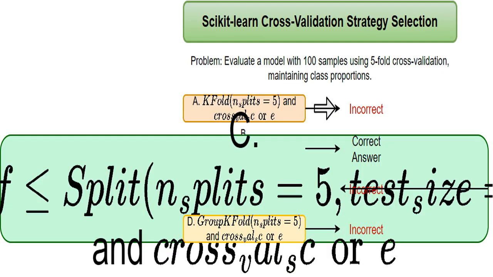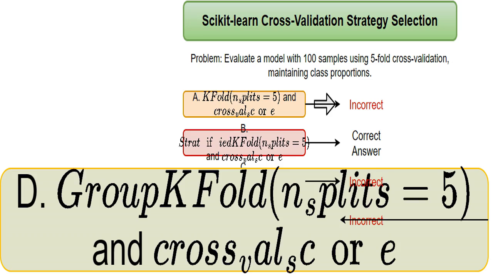Shuffle split randomly shuffles data and creates multiple test splits. It doesn't guarantee equal-sized folds, nor does it maintain class proportions. It's great for some situations but not ideal for our problem's strict requirements. Group k-fold is used when you have groups of samples that must stay together during splits, e.g., patients from the same hospital. Since we have no such grouping here, it's not relevant to this problem.